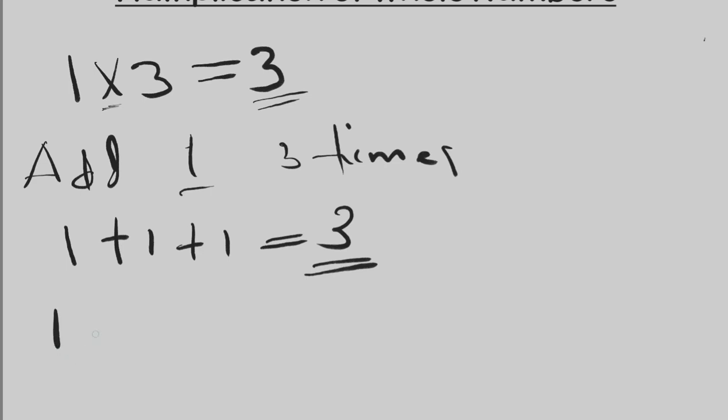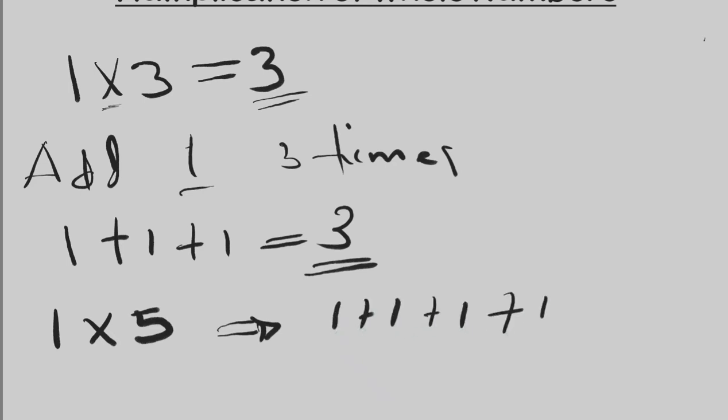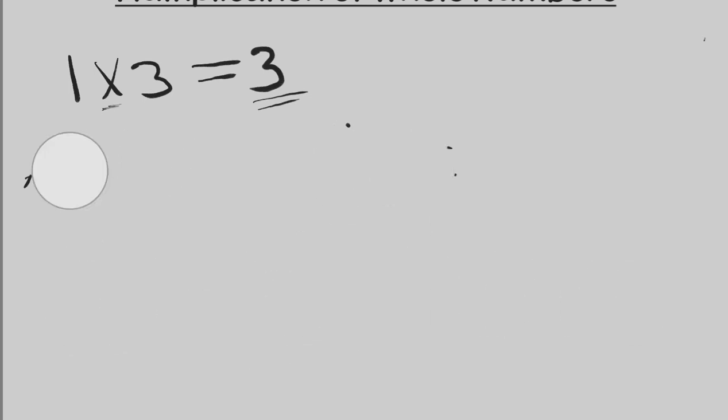If we say 1 times 5, what is 1 times 5? Using the same logic, it's going to be add 1 five times. So you have 1 plus 1 plus 1 plus 1 plus 1. That's 1, plus 1 is 2, plus 1 is 3, plus 1 is 4, plus 1 is 5. So that's what we mean by the multiply sign. We are saying add this number x number of times. Let me clear this off real quick.